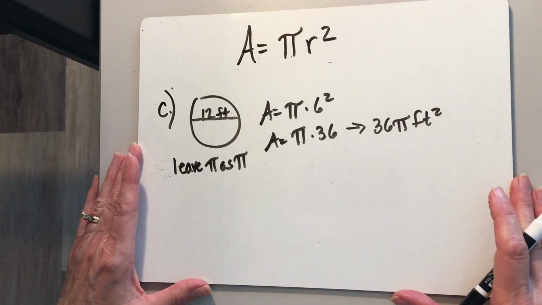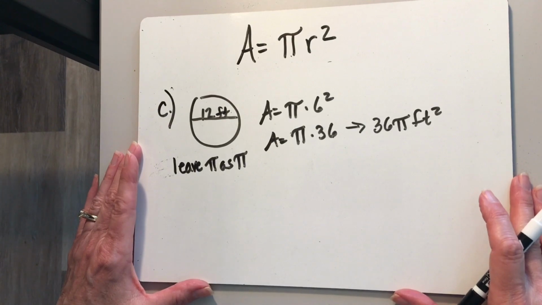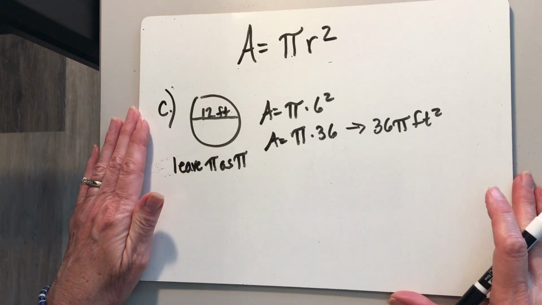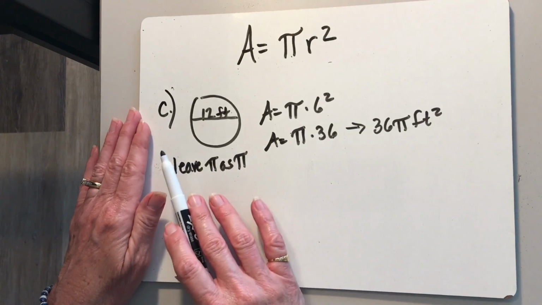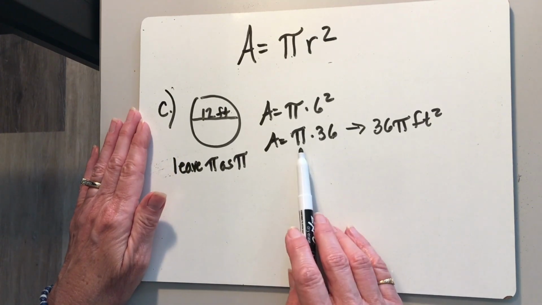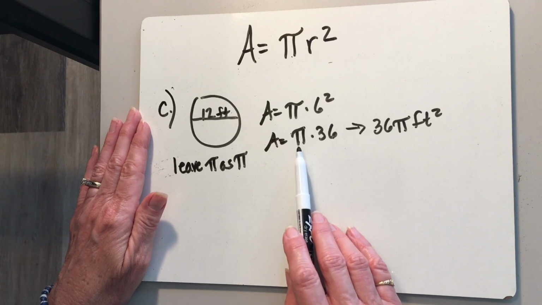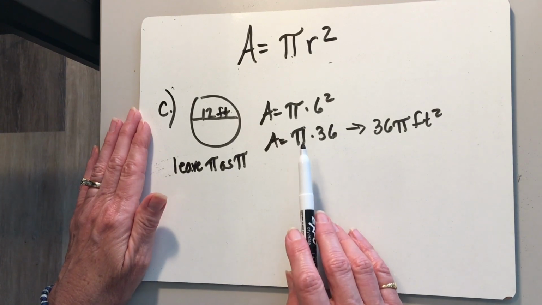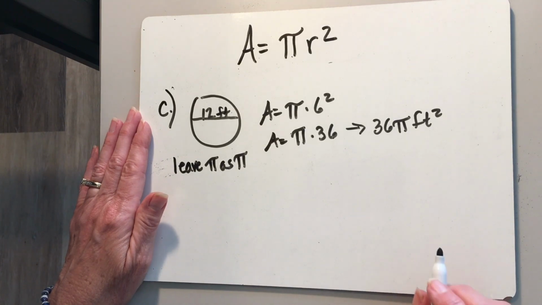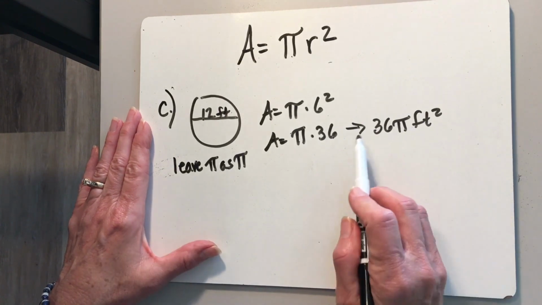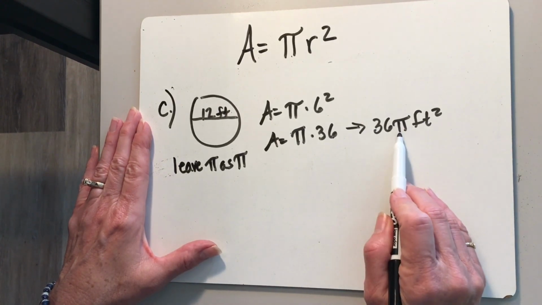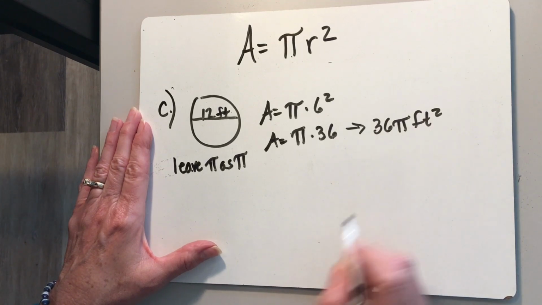Okay, now we're doing our lesson practice. And this is problem C. What it says for our lesson practice is, instead of leaving pi as pi, use 3.14 for pi and calculate to the nearest square foot for the area of the circle in this example. So we've already done all the work. Now all we have to do is substitute 3.14 in for pi.